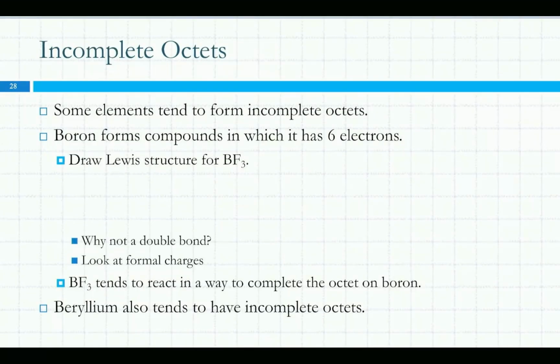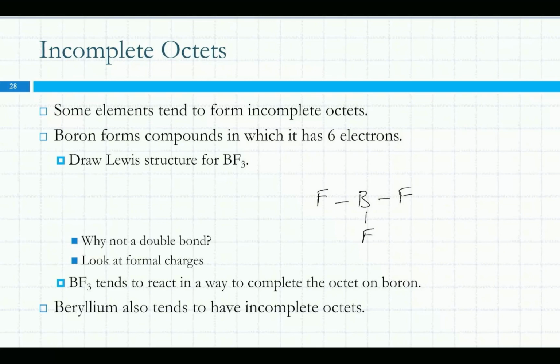Free radicals are definitely the weirdest situation that pops up. Incomplete octets aren't so bad. You just have to remember that boron and beryllium tend to have incomplete octets, and also aluminum, actually. Boron trifluoride. Lewis structure would be boron in the middle with 3 fluorines.